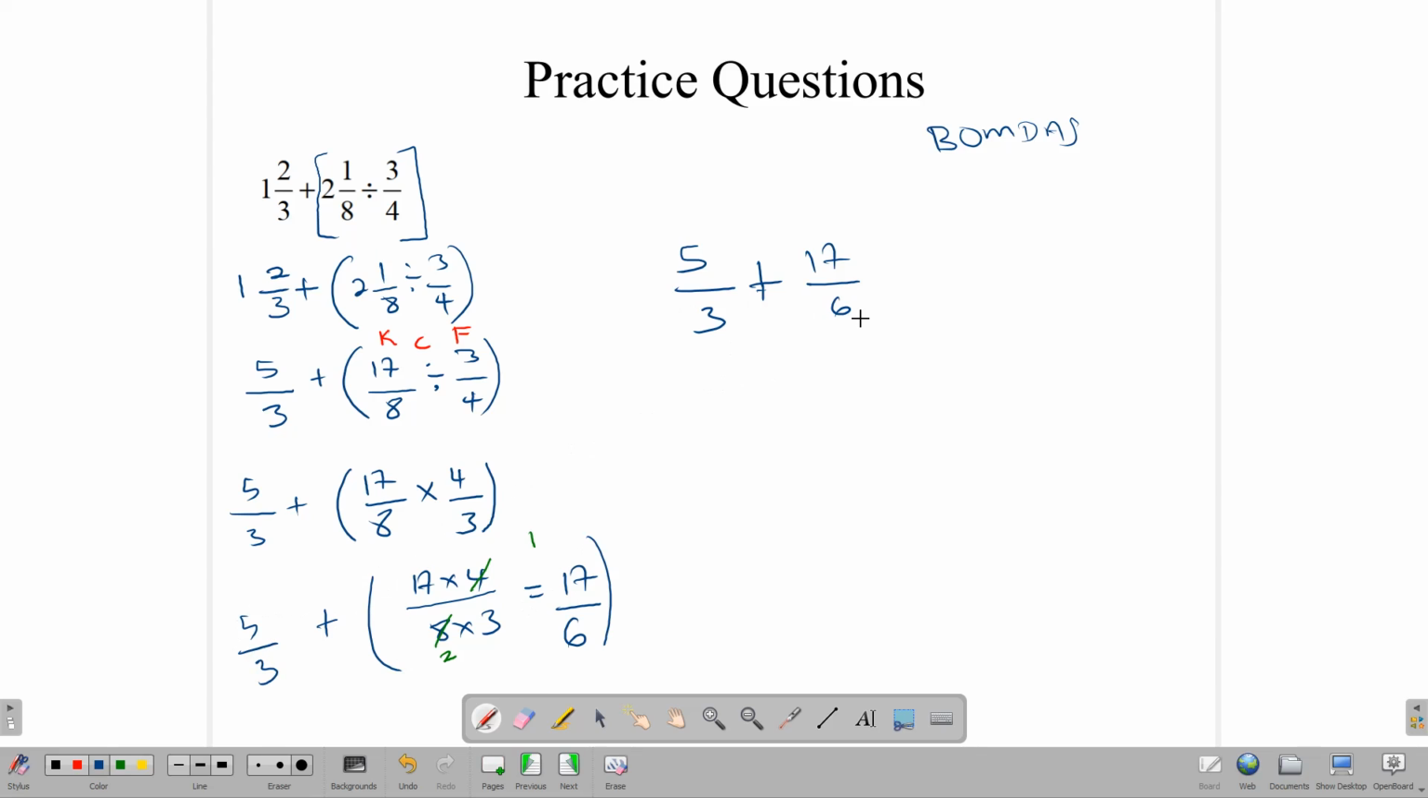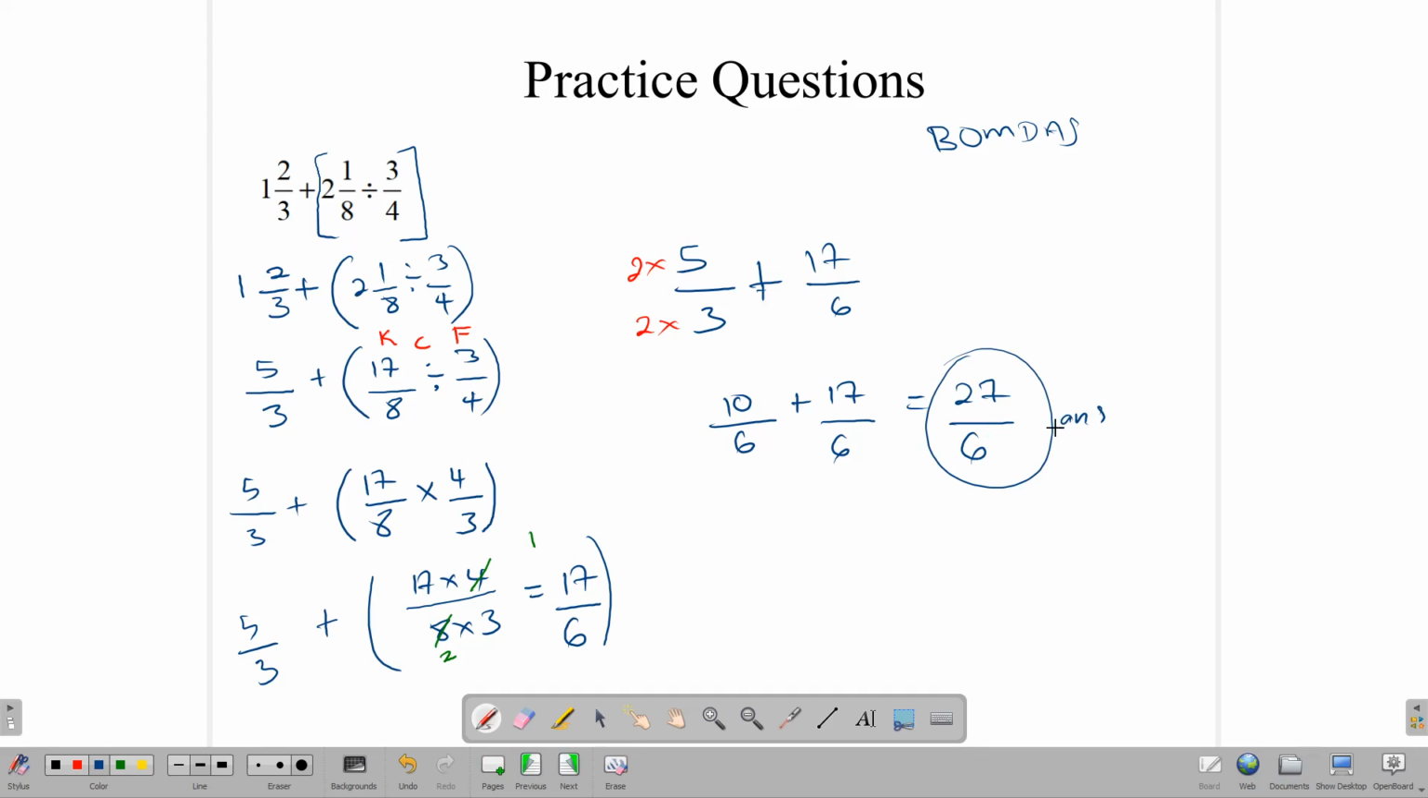Now notice again that they don't have the same denominator, but we can make this have a denominator of 6 by multiplying the 3 by 2. So we say 2 times 3 and 2 times 5. And that gives us 6. So we have 2 5s are 10, 10/6 plus 17/6. And that gives us a lovely number of 27/6. And this is our answer.